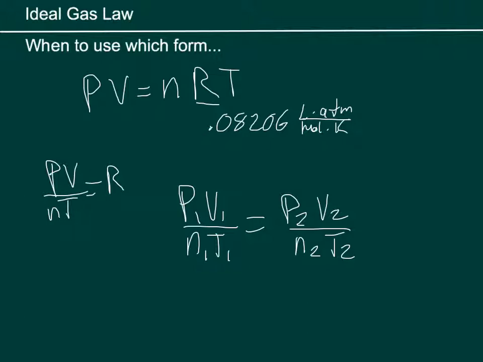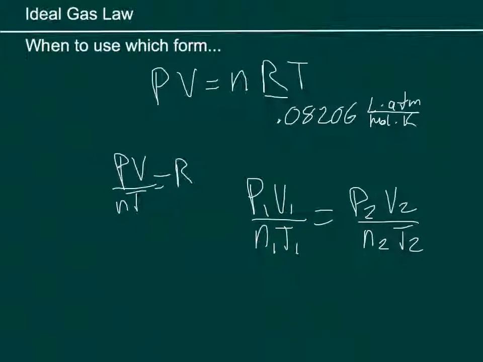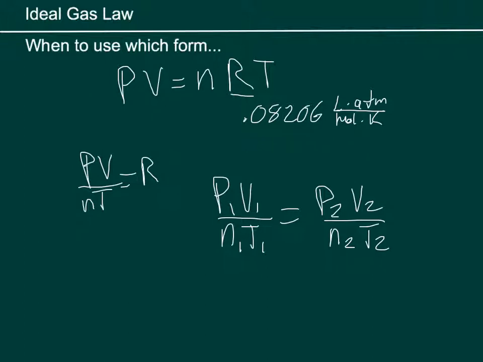Now this equation right here can be used at any point in time to calculate exactly what you need to figure out. So if we look at P1 V1 over n1 T1, if you needed to find just the relationship between pressure and volume, that means that moles and temperature are staying constant, so P1 V1 equals P2 V2. Or if you need to know between volume and temperature, V1 over T1 equals V2 over T2, and you just solve for whichever you're looking for.